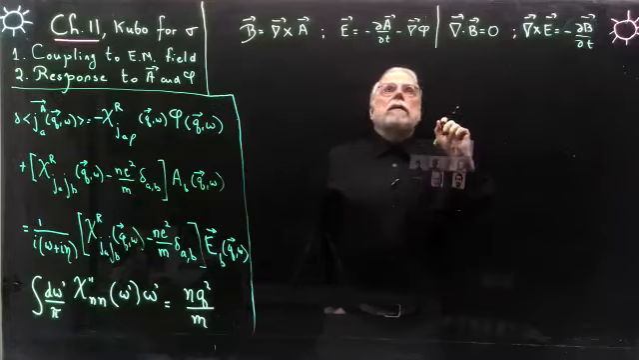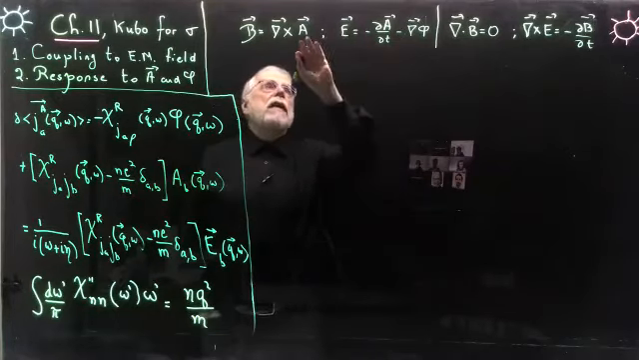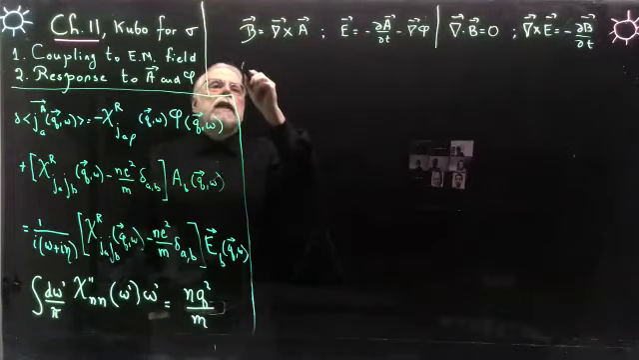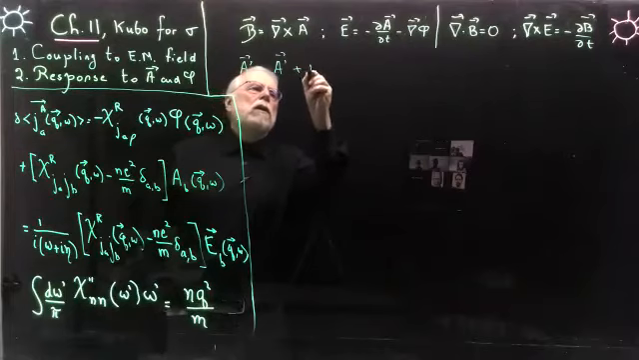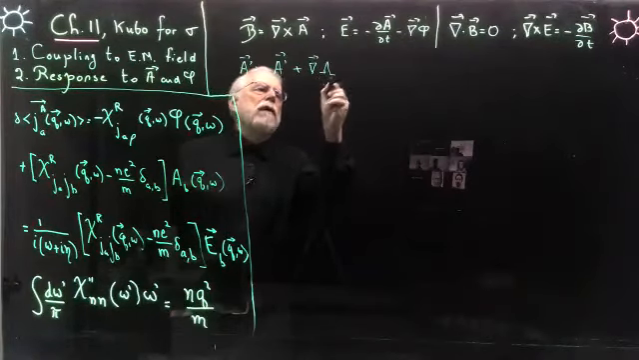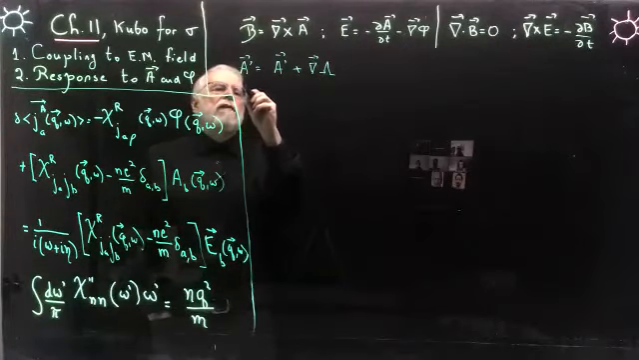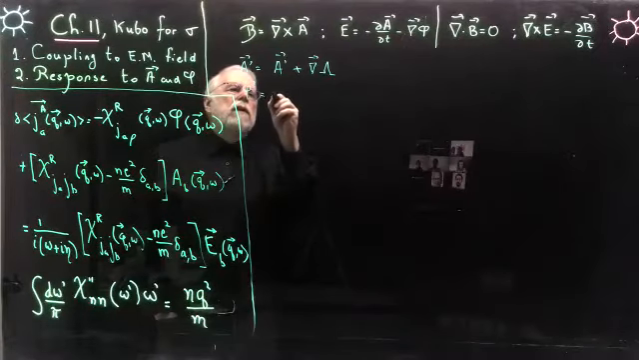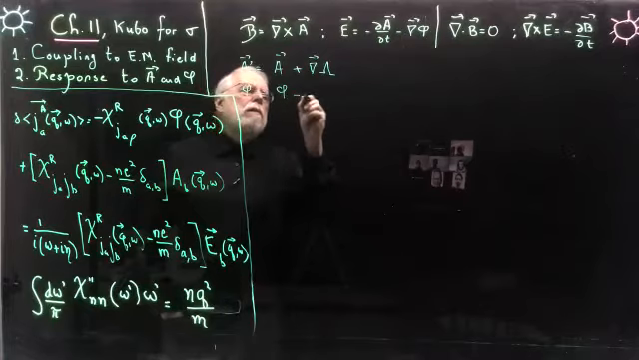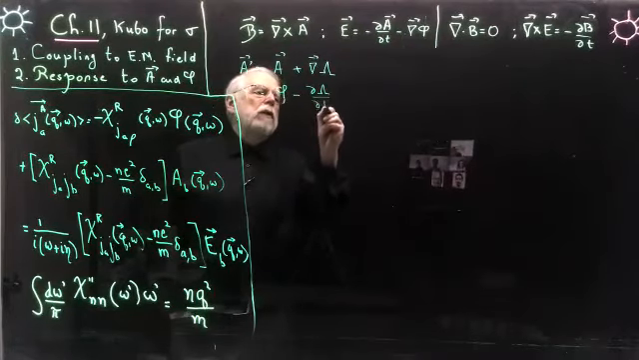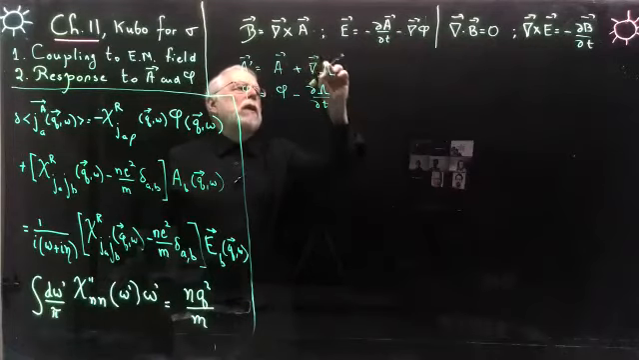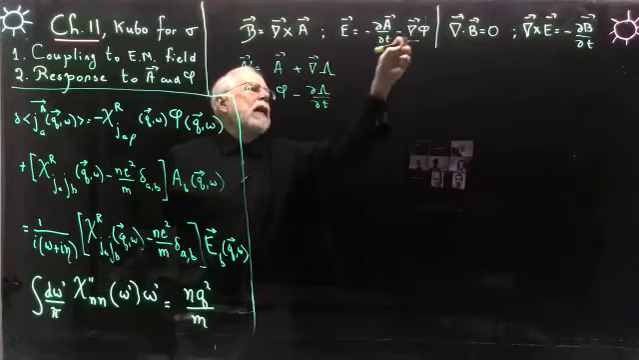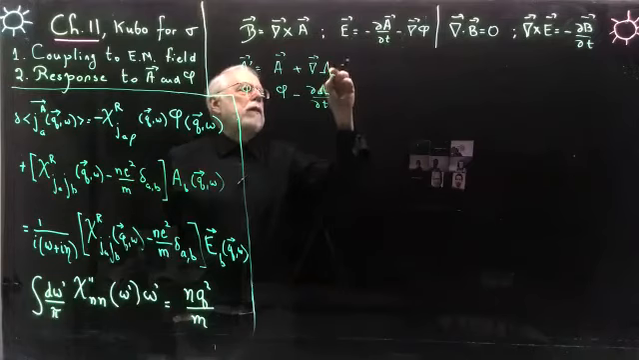So now there's an ambiguity in defining A and phi, because if I change A, so I take A prime equals A plus the gradient of some scalar function, let me call it capital Lambda, and if I define phi prime equals phi minus the partial time derivative of Lambda, then you see that clearly this equation is not modified, because the curl of a gradient is zero. And this equation gives the same electric field because these two things cancel out. Okay?